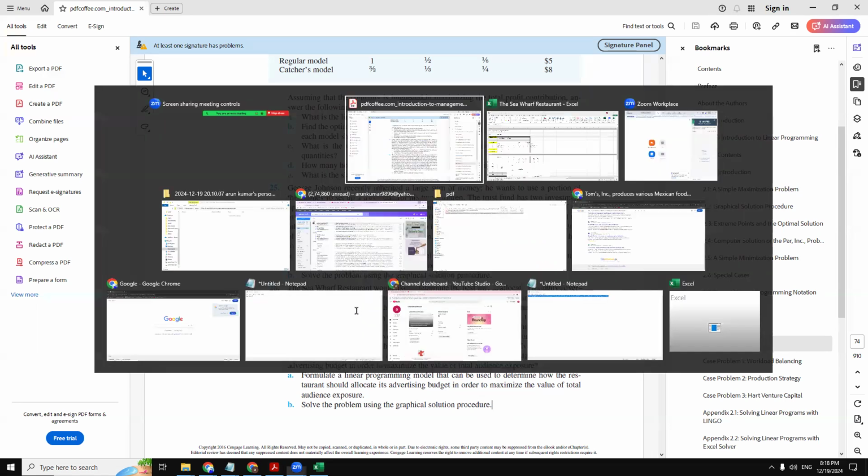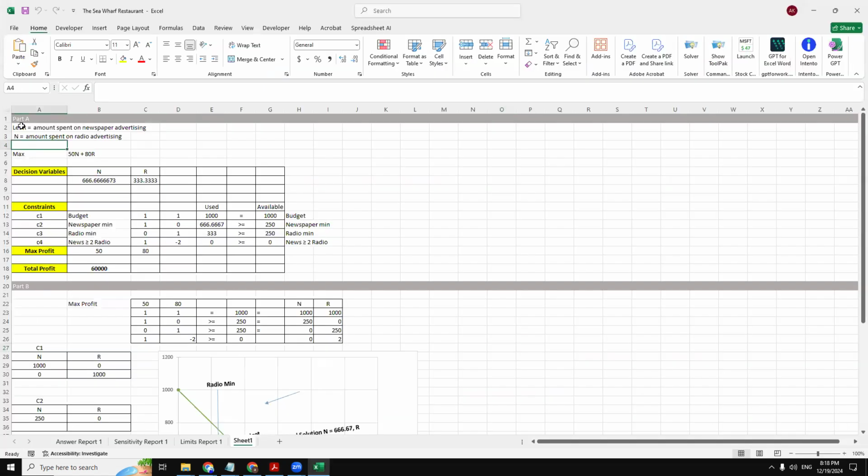So this is my Excel file where I have used two variables, which is R for newspaper advertising and N for radio advertising. This one is our maximum profit, which they have provided in the question itself, so I've used the same from there. And this one is our decision variables.